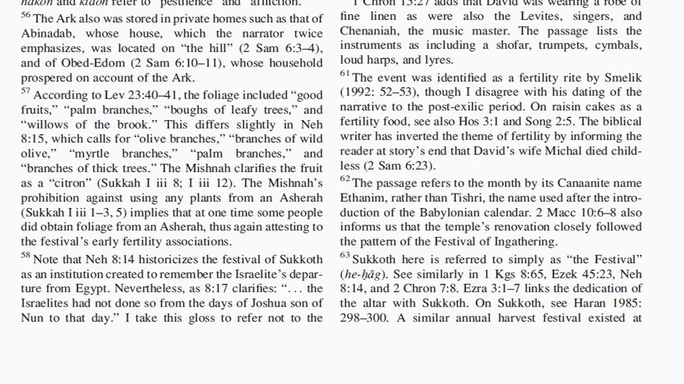This differs slightly in Nehemiah 8:15, which calls for olive branches, branches of wild olive, myrtle branches, palm branches, and branches of thick trees. The Mishnah clarifies the fruit as a citron. Sukkah 1, 3 and 8, and 1, 3 and 12. The Mishnah's prohibition against using any plants from an Asherah, Sukkah 1, 3 verses 1 to 3 and 5, implies that at one time some people did obtain foliage from an Asherah, thus again attesting to the festival's early fertility associations.